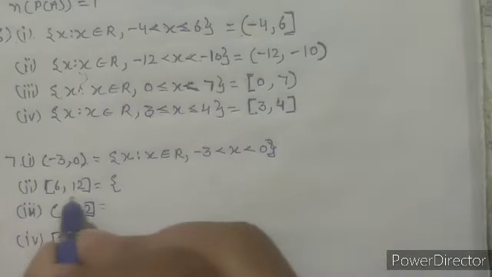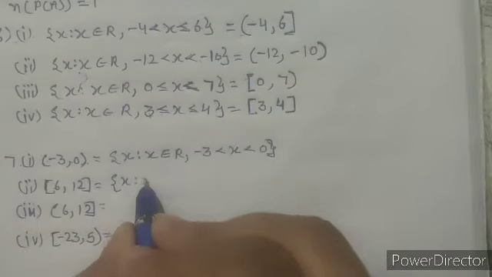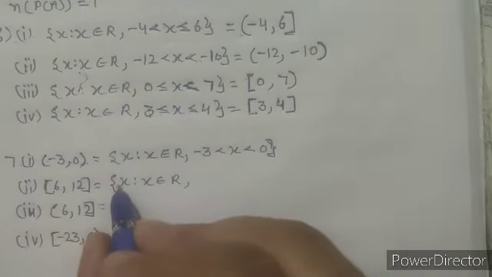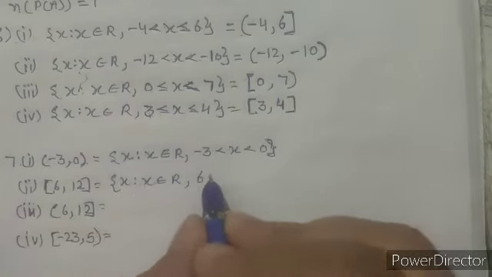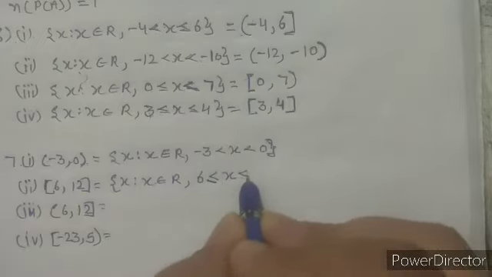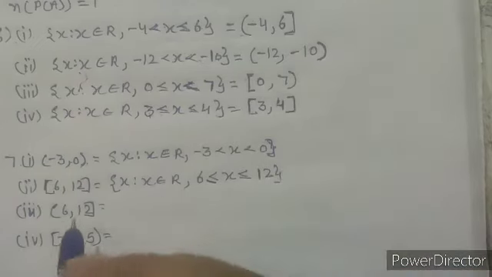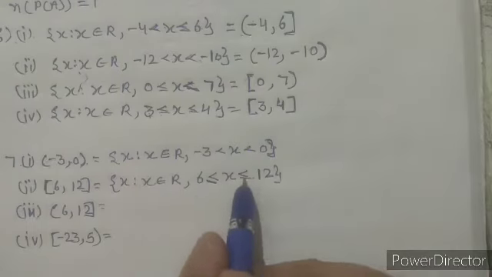Now the second one, here 6 and 12 are inside close brackets, so we can say that 6 and 12 are both included, so these will be written in set builder form as the set of x such that x belongs to R, 6 is less than or equal to x, and x is less than or equal to 12. And wherever we see a close bracket, we use the equal to sign also.